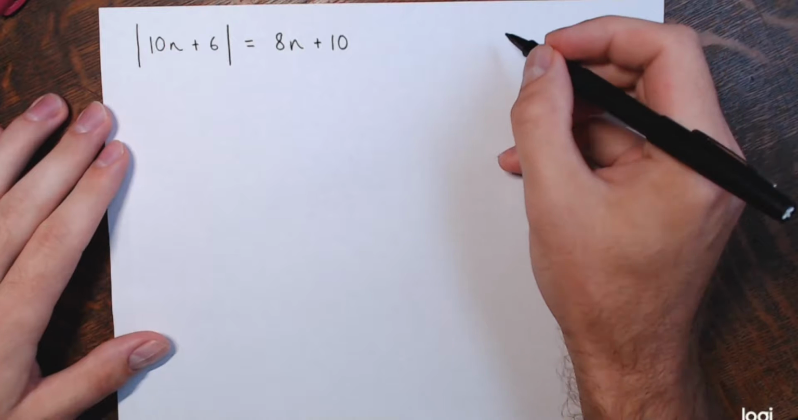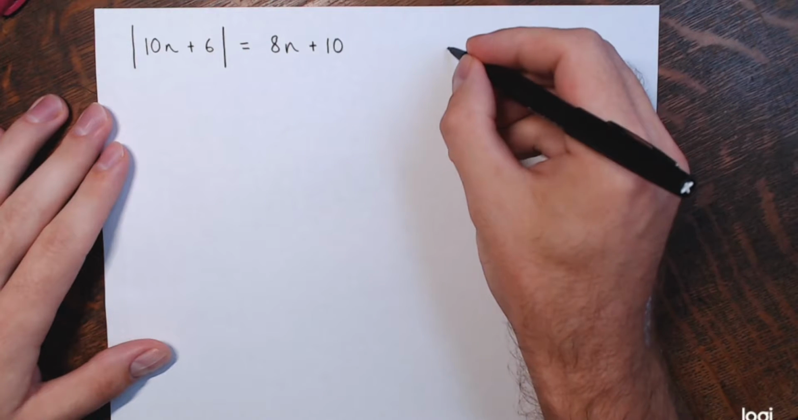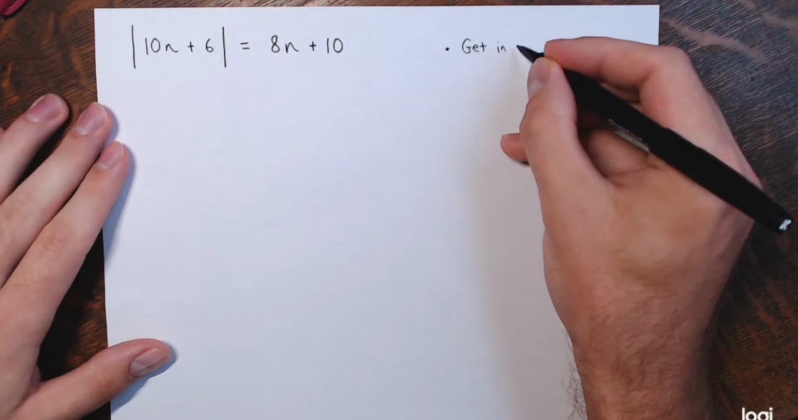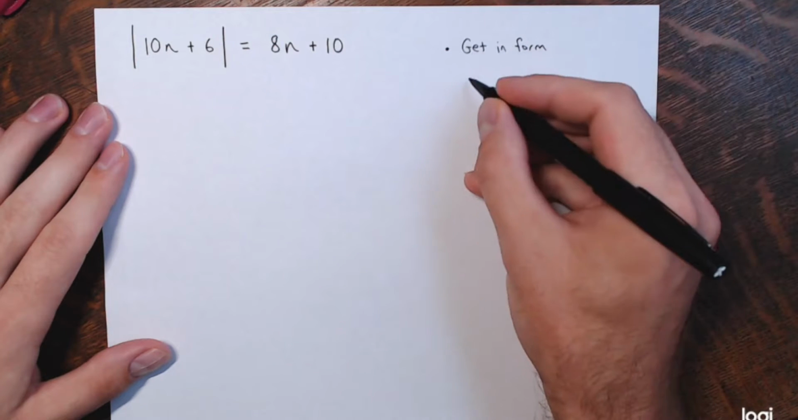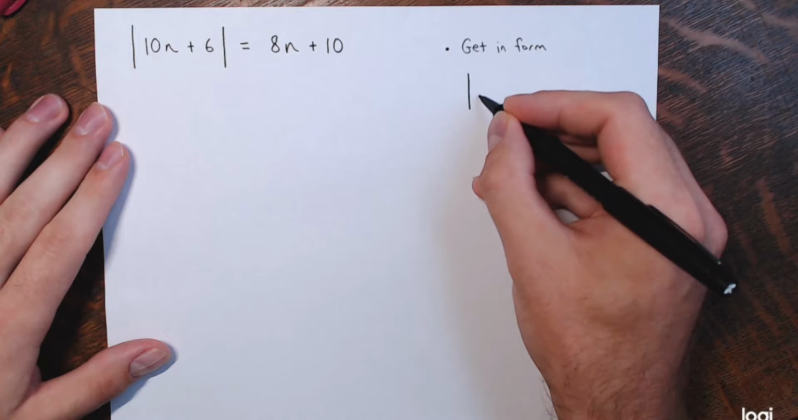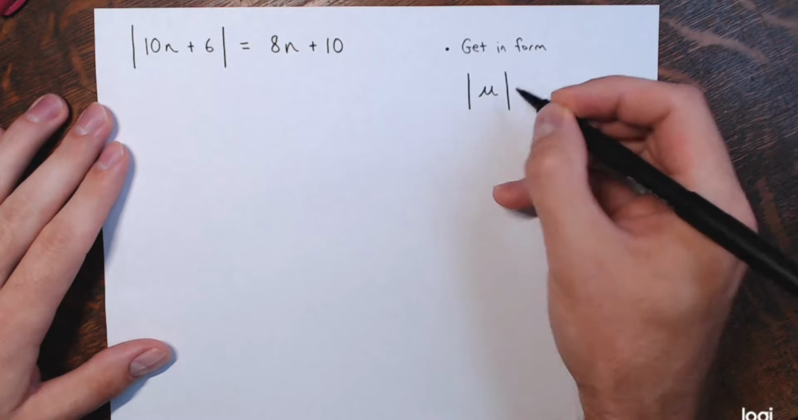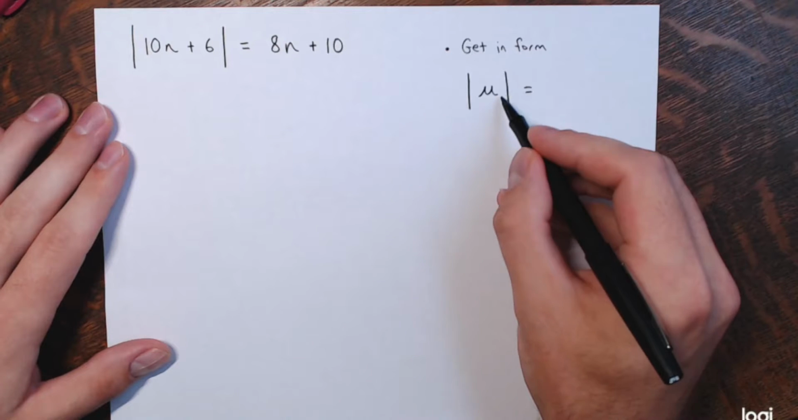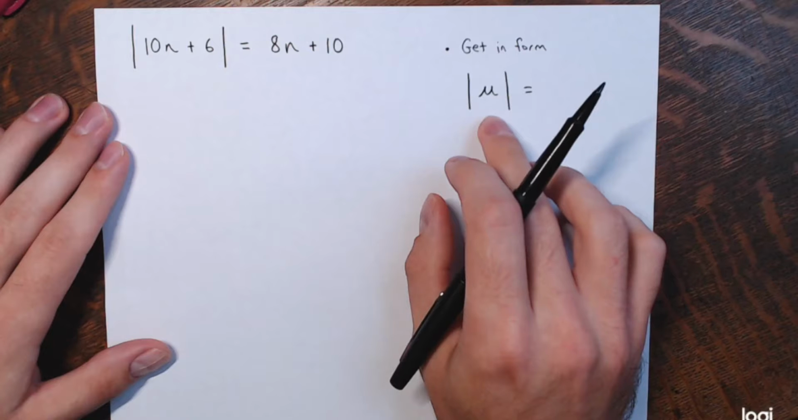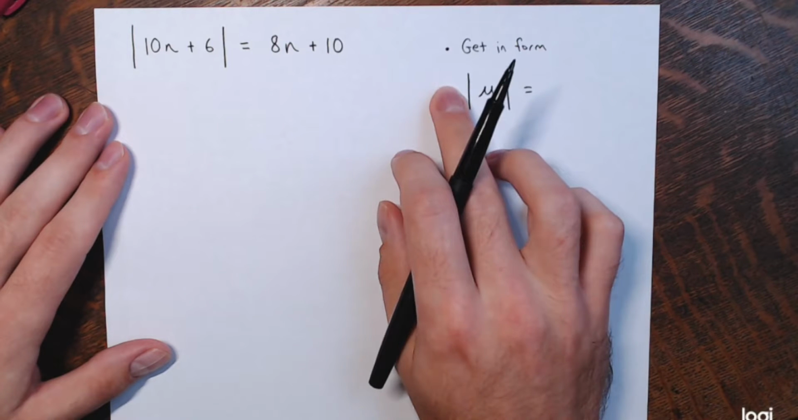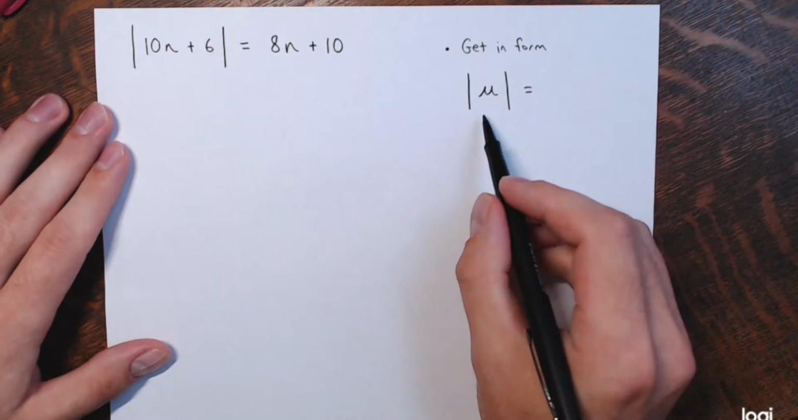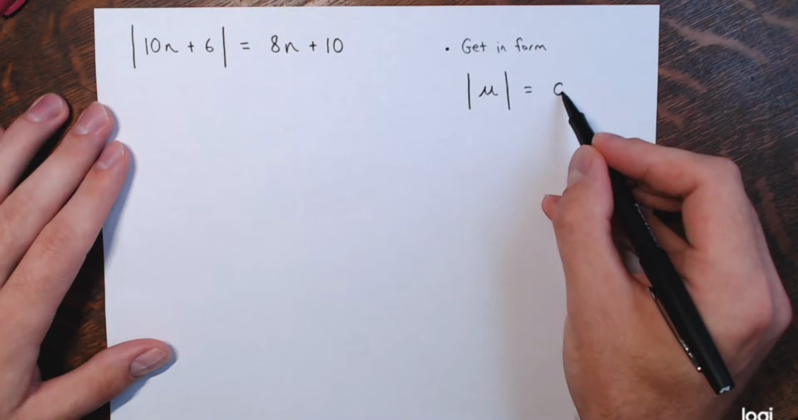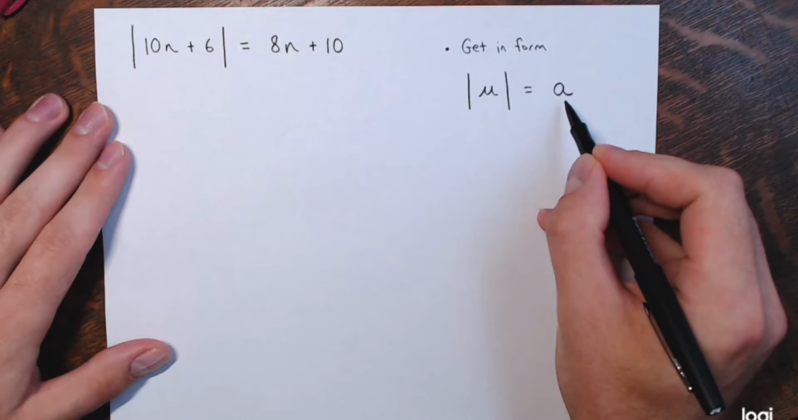So when solving absolute value equations, the first step is to get the equation in the following form. The absolute value of some expression, which I'll call u, get the absolute value expression all alone on its own side. Nothing multiplied by it on the outside, nothing added to it, subtracted from it. So get the absolute value alone and have it be equal to some expression on the other side, which I'll call a.